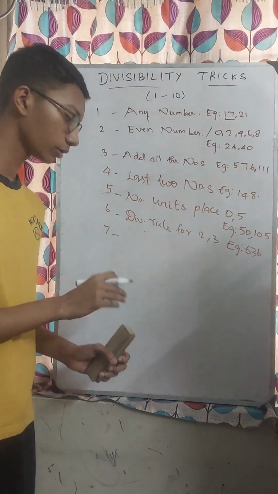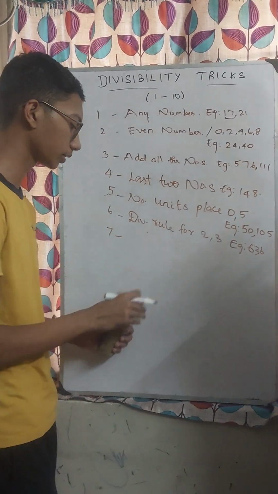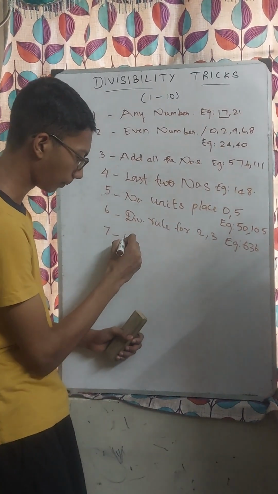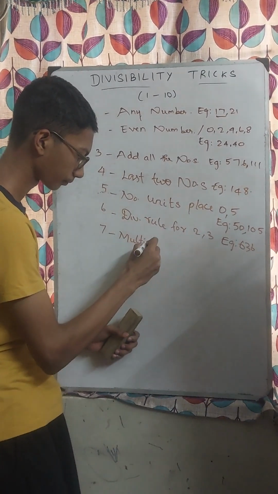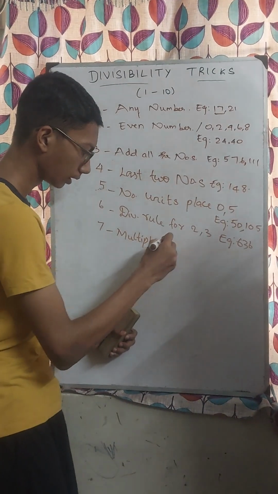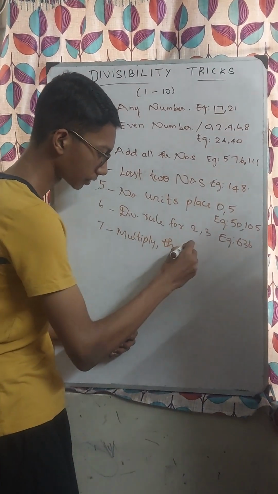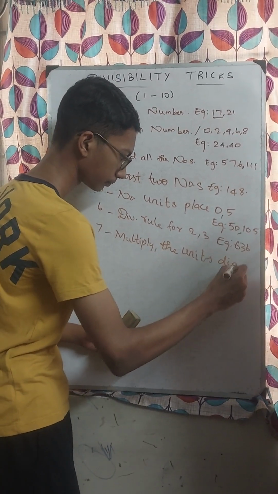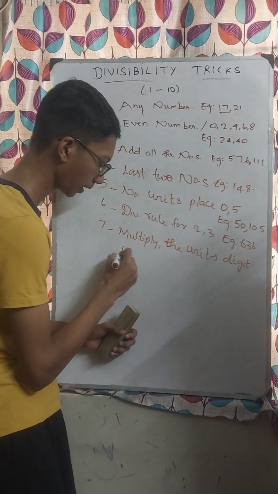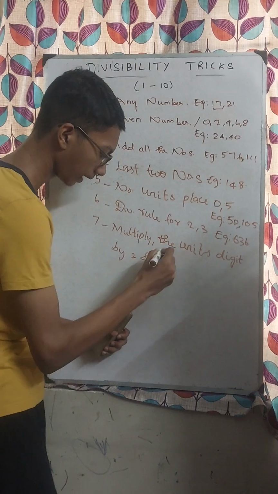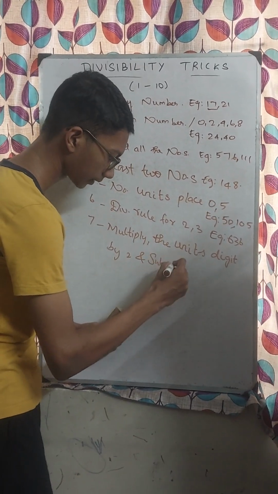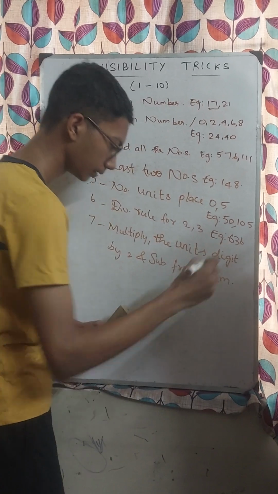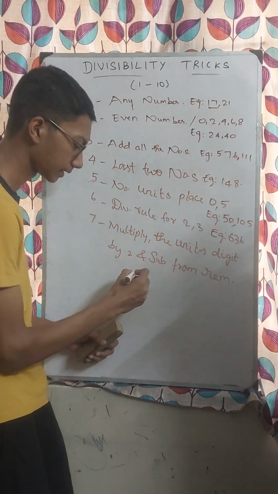Now 7. This should be very useful because not a lot of people know the divisibility trick for 7. The thing is, just multiply the units digit by 2 and subtract it from the remaining numbers. So I guess we will take an example for this.